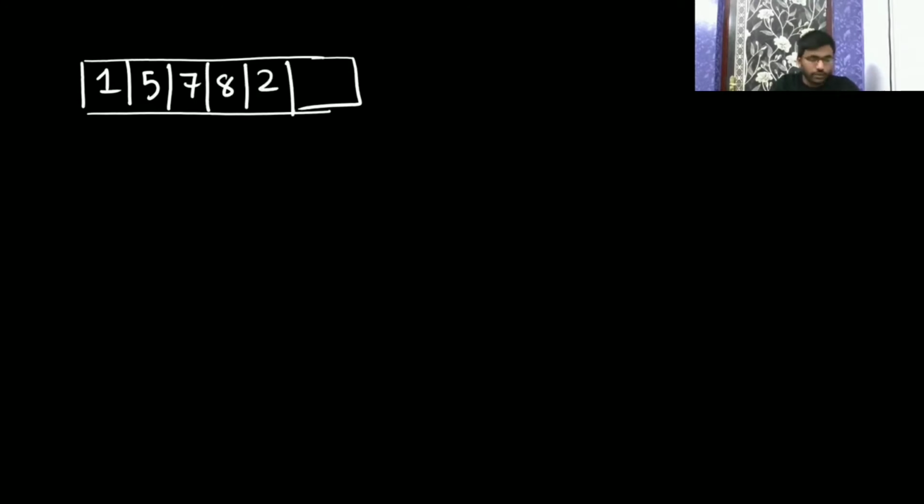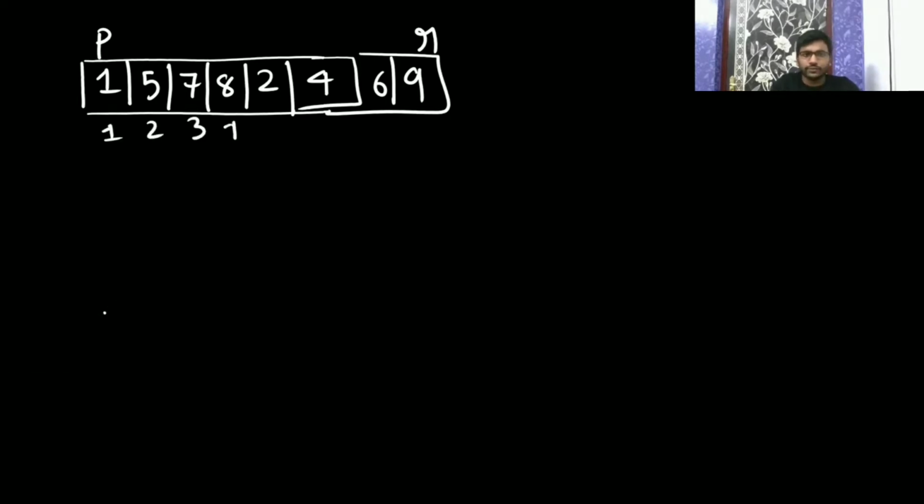See, I am taking the array which is having 1, 5, 7, 8, 2, 4, 4, then 6, 9. So it is going to have P, it is going to have R, and Q is given. Let me write the index above. I will write the index here: 1, 2, 3, 4, 5, 6, 7, 8. And Q is here.